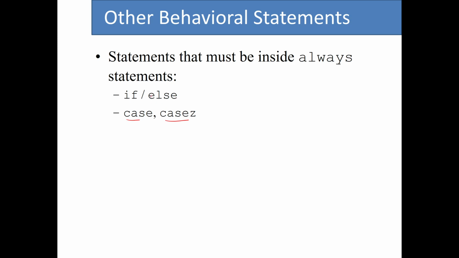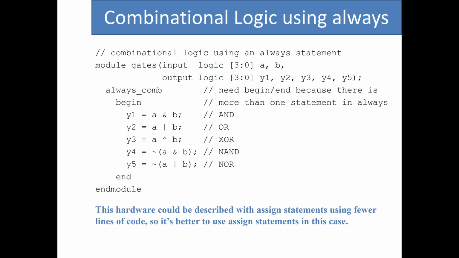So if and else statement, you saw one example before in the design of a resettable flip-flop. So now I want to show some examples in the combinational logic context. So let's just re-implement one of the first SystemVerilog modules that we had before.